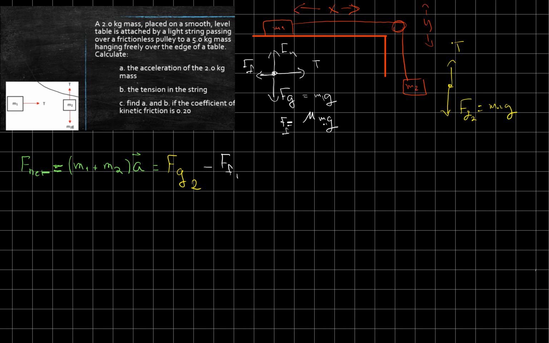So let's put the equations that we wrote. We rewrite this as m1 plus m2 times A of the system, that equals m2g minus mu times m1 and g. So if we want to solve for A of the system, that's going to be m2 minus mu m1, over m1 plus m2, times g.